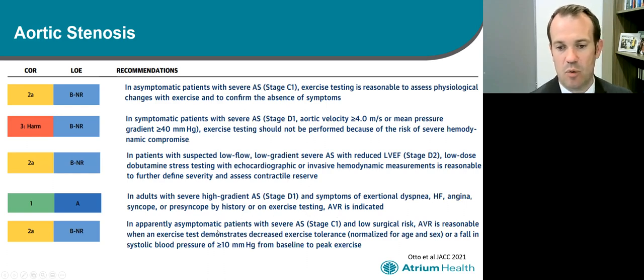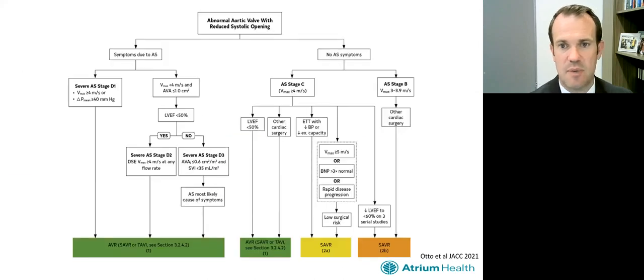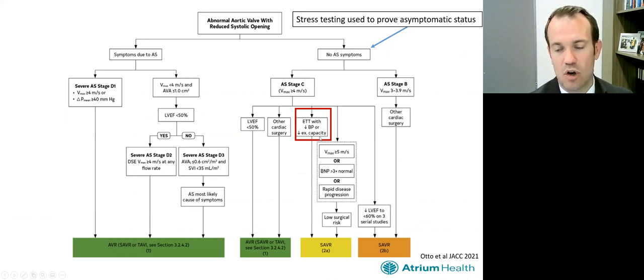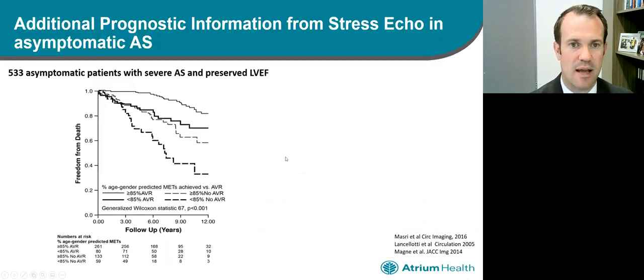And in people who are asymptomatic with severe AS, if they have a drop in their blood pressure by greater than 10 millimeters of mercury, or they have a reduction in functional capacity, this again is an indication for aortic valve replacement. So the bottom line is our stress testing informs our management of these people. So in summary, if they have no symptoms, we're going to use stress testing to prove they have symptoms. And if they have no symptoms, we're also going to go ahead with an AVR if we see a drop in blood pressure or reduction in exercise capacity.